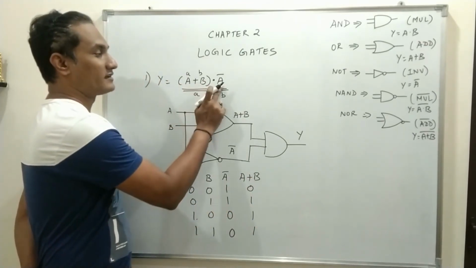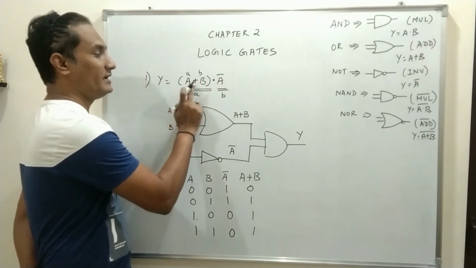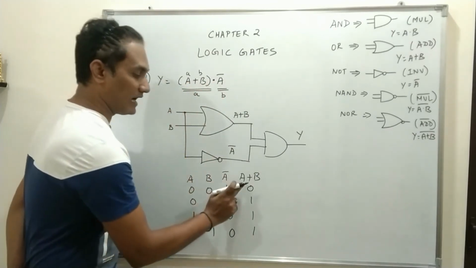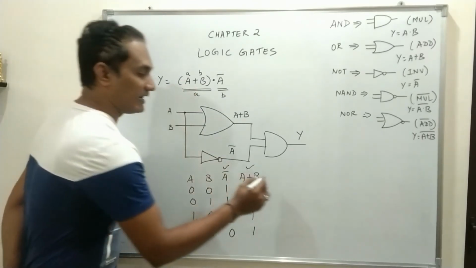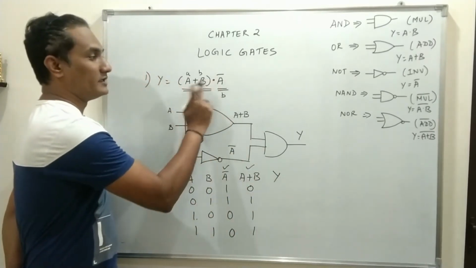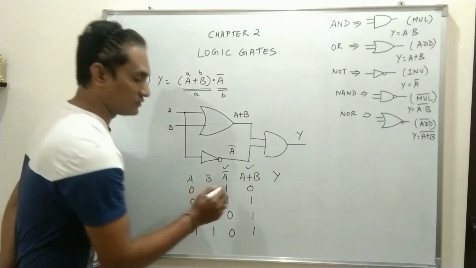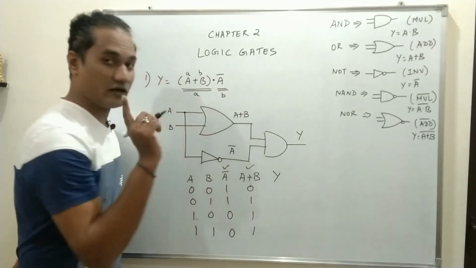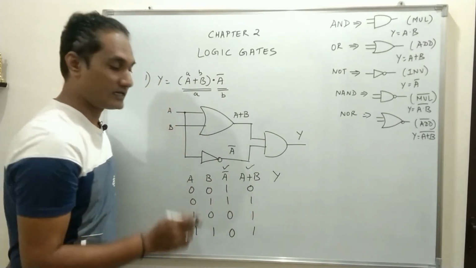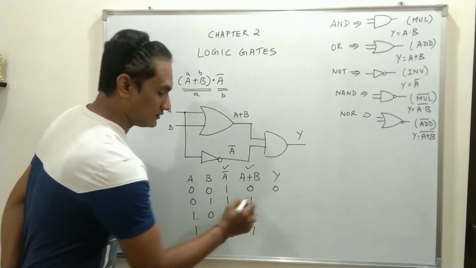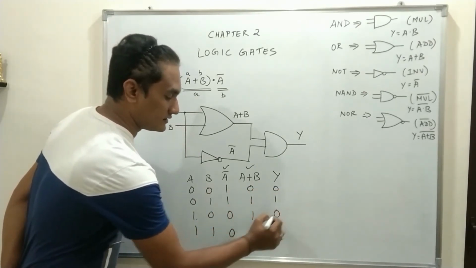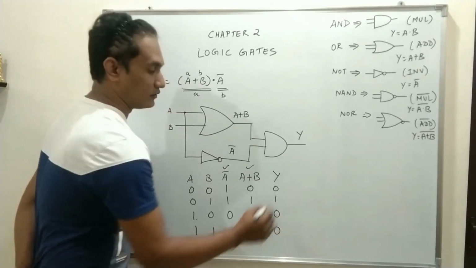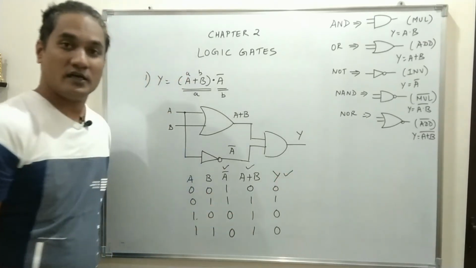And what is next? Y will be A plus B dot A bar. So you have A plus B, you have A bar, and what is Y? Y is the AND operation between these two expressions. AND operation amounts to multiplication. So 1 dot 0 will be 0, 1 dot 1 is 1, 0 dot 1 is 0, 0 dot 1 is 0. So this is your output Y.